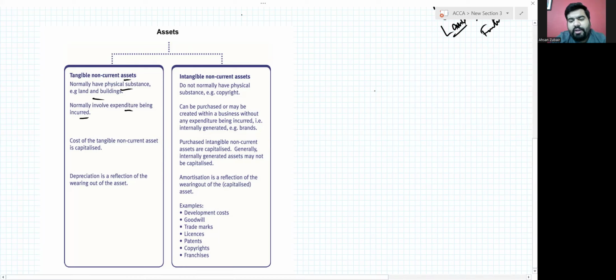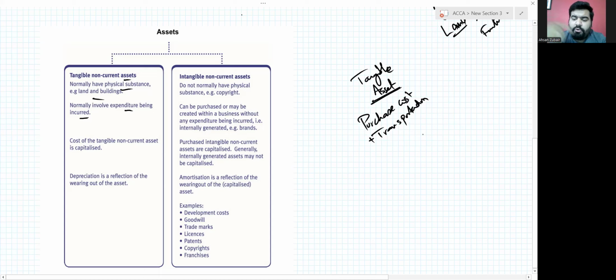As I told you, whenever any non-current tangible asset is purchased, you don't only note the purchase cost as part of the asset. For example, if you are paying transportation cost to take the non-current asset from the supplier's premises to your premises, you will add it and make it a part of the asset. So that is written: it normally involves expenditures being incurred that are part of that asset.